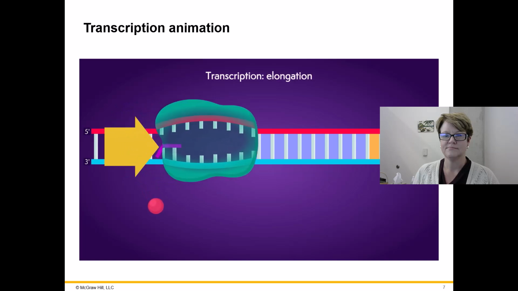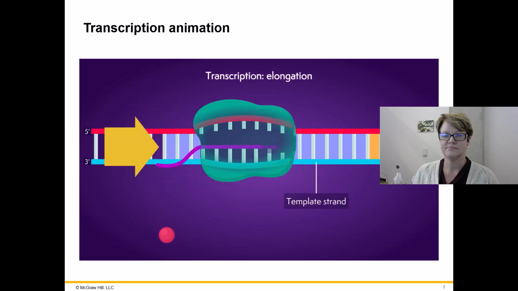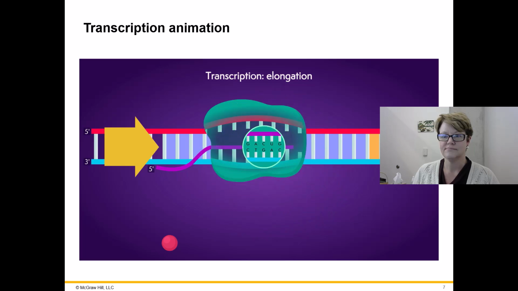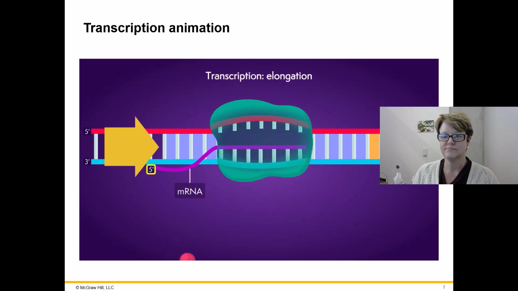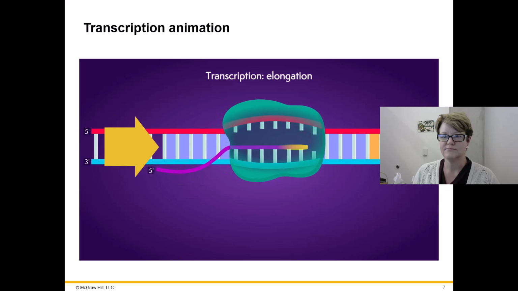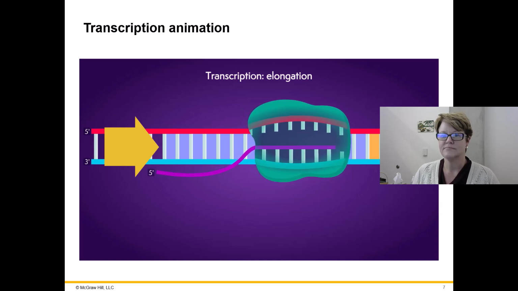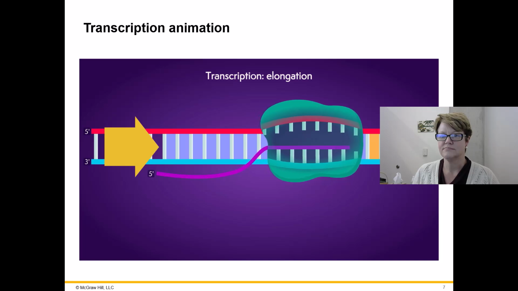RNA polymerase moves along the template strand of the DNA, synthesizing the complementary single-stranded messenger RNA molecule. Synthesis is in the 5' to 3' direction, with new nucleotides being added to the 3' end of the growing messenger RNA molecule. As the RNA polymerase advances along the DNA, it unwinds and opens a new stretch of DNA and allows the previous stretch to close.